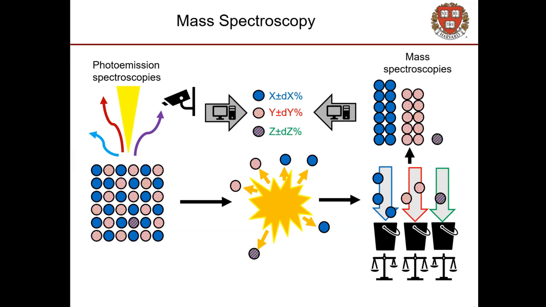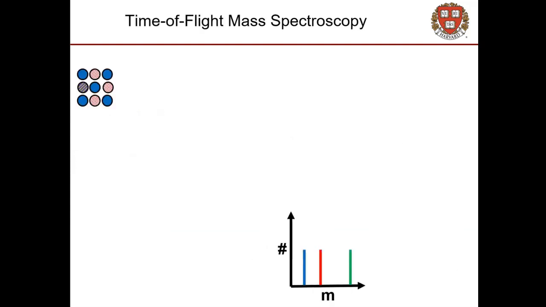The mass spectroscopies, there are quite a few of these, including some hybrid techniques. The particular one that we are going to be dealing with today is called time-of-flight mass spectroscopy. It's the one we use in Atom Probe and in some other techniques as well.